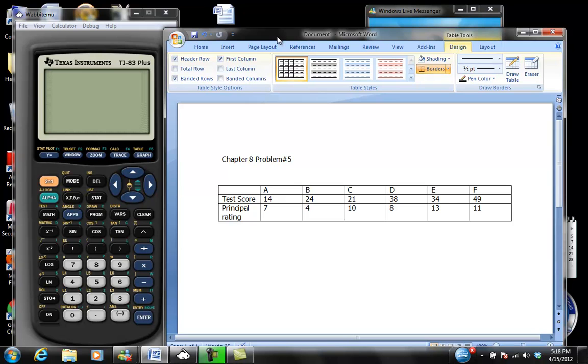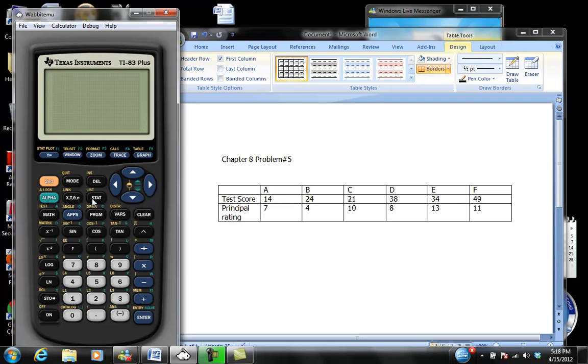The way you do that on a calculator is really easy. You just begin by putting the data into your calculator like always. I've already put the data in for us: the test scores in list 1 and the principal ratings in list 2. It's really important when you enter your data that the numbers are paired together. For example, this 14 and 7 are together in the table. You can't just enter them in any order because the numbers come in pairs, so you have to make sure the x variable is paired with its y variable.